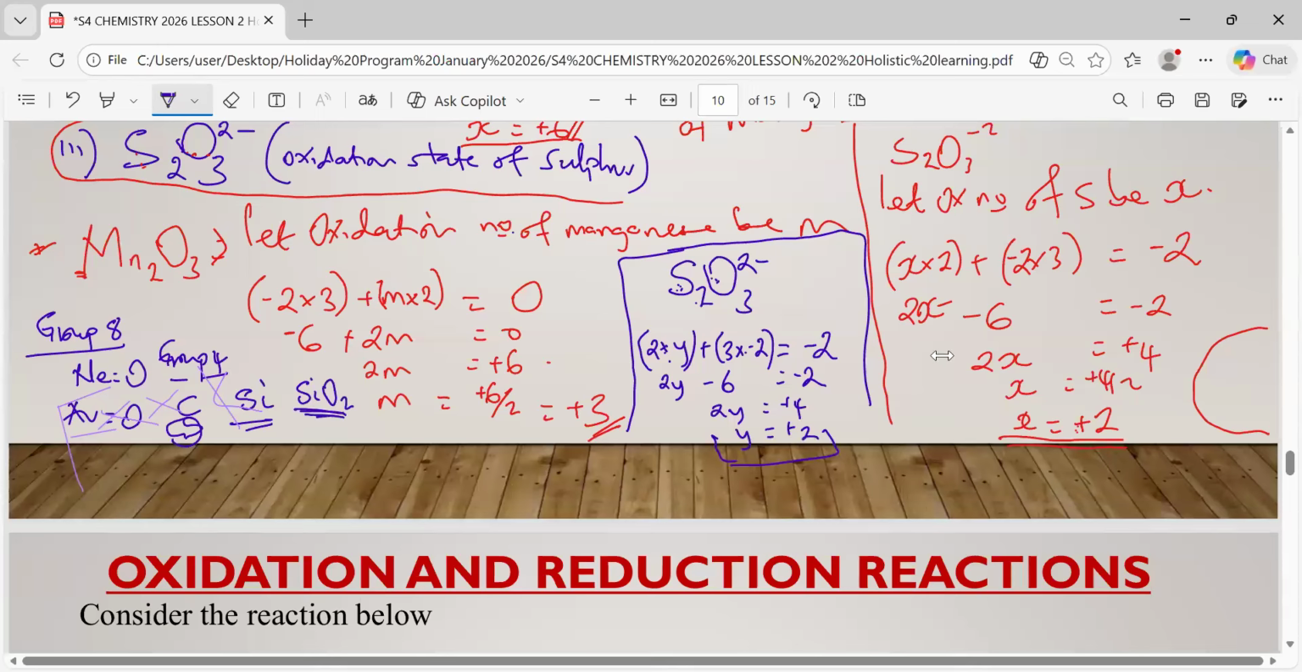Okay, thank you. If it's silicon oxide, the oxidation number is +4. Yes? If it's silicon, which means this oxide, its oxidation number is +4. Okay, thank you. Yeah, welcome. Okay, let's have Ruth unmute.